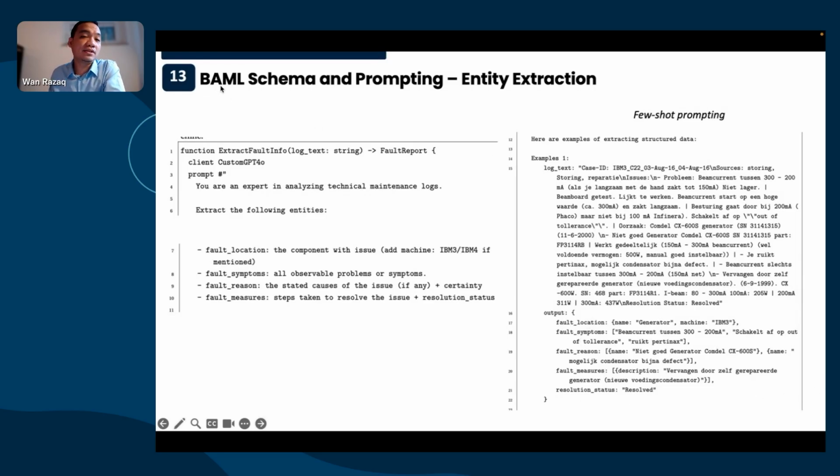And then you can also see I use the BAML schema. This is really good because we treat the prompts as a function. It really follows the structure or ontology that we defined, the data types, the format, and so on. So the final extraction is really clear with this. As you can see, this is a function: extract fault info, log text string, the fault report. So we really treat the prompting as a function with this BAML schema.